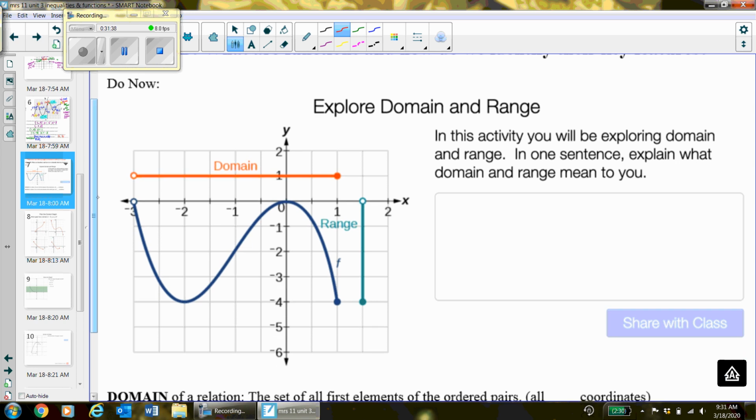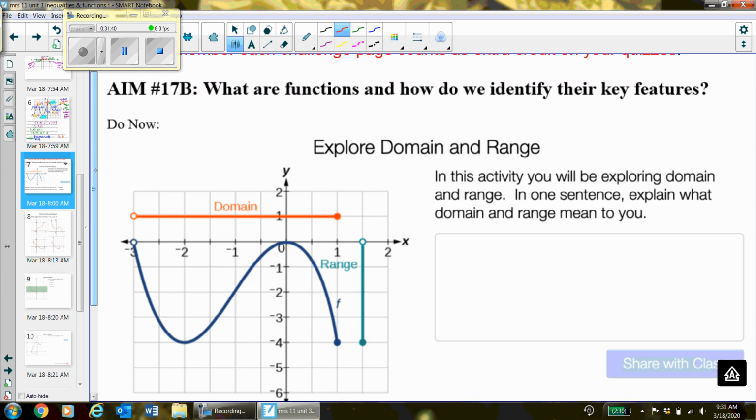Okay, so hold on. What are functions and how do we identify their key features? In the last lesson, we talked about key features being the x-intercepts, roots or zeros, the y-intercepts, absolute maximum and minimum, relative maximum and minimum. There are also other key features, which are domain and range.